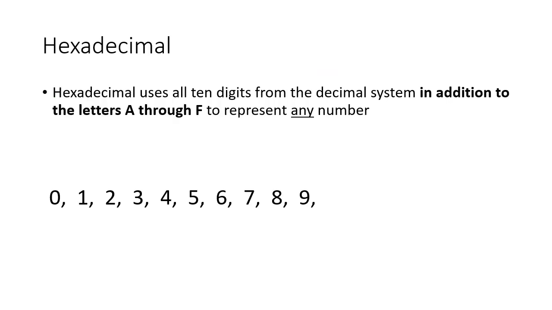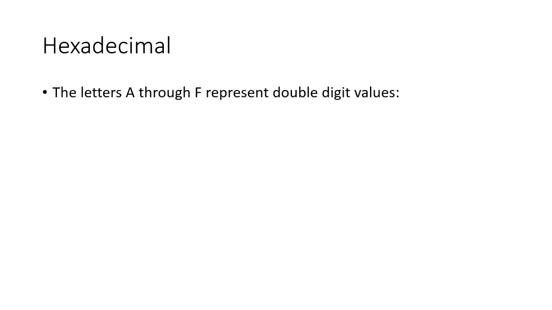Hexadecimal uses all 10 digits from the decimal system in addition to the letters A through F to represent any number. The letters A through F represent double-digit values. So A is 10, B is 11, C is 12, D is 13, E is 14, and F symbolizes the number 15.